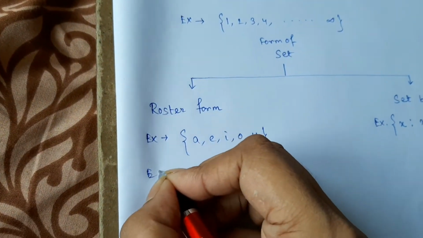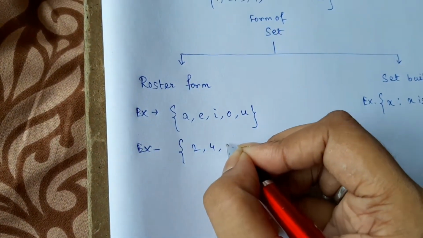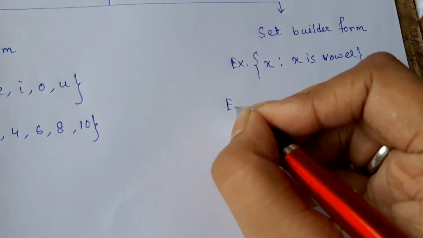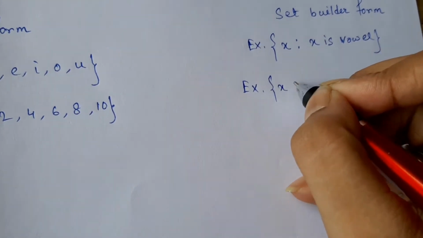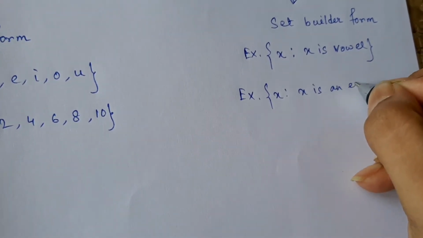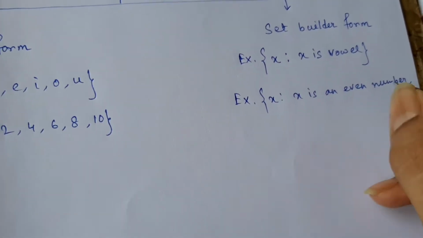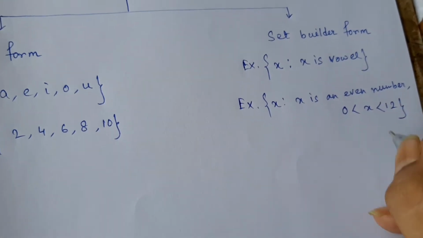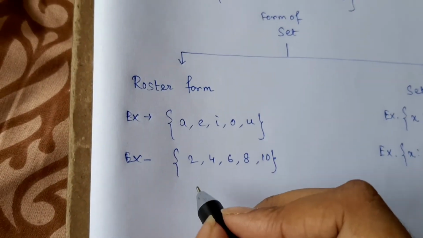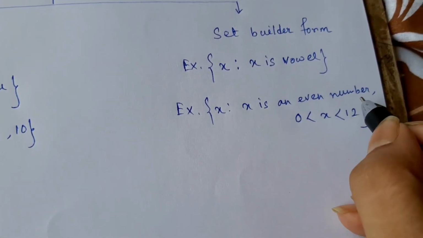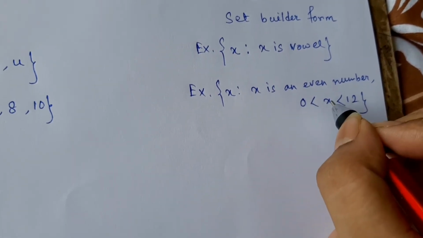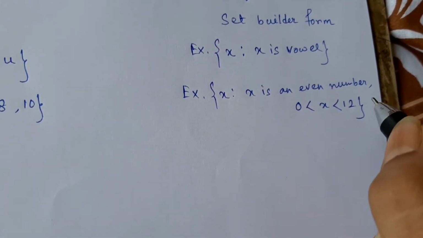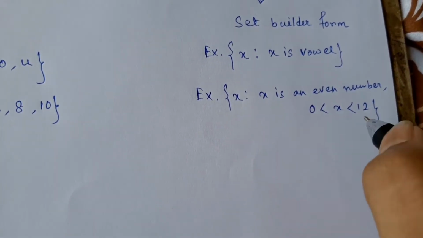Also, {2, 4, 6, 8, 10}. Here we can write this roster form in set builder form as {X such that X is an even number and 0 < X < 12}. So X is greater than 0 but less than 12, and also X is an even number. So the value of X is 2, 4, 6, 8 and 10.